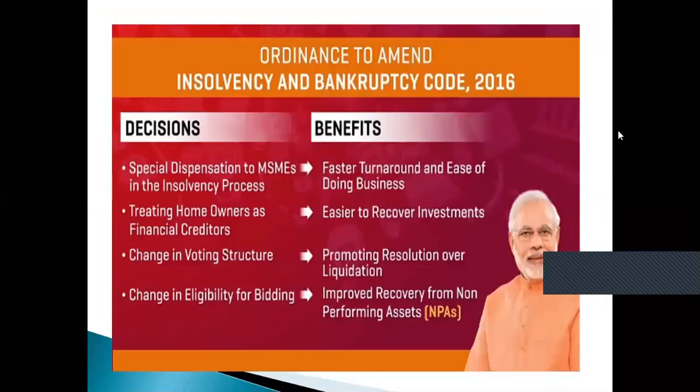Now, 2018, what is the ordinance to amend? What are the decisions: special dispensations to the MSME in the insolvency process, treating homeowners as financial creditors, changing voting structures, changing eligibility for bidding, faster turnaround and ease of doing business. These are the decisions that have been taken in 2018. Also, easier to recover investment, promoting resolutions over liquidations, improving recovery from non-performing assets.